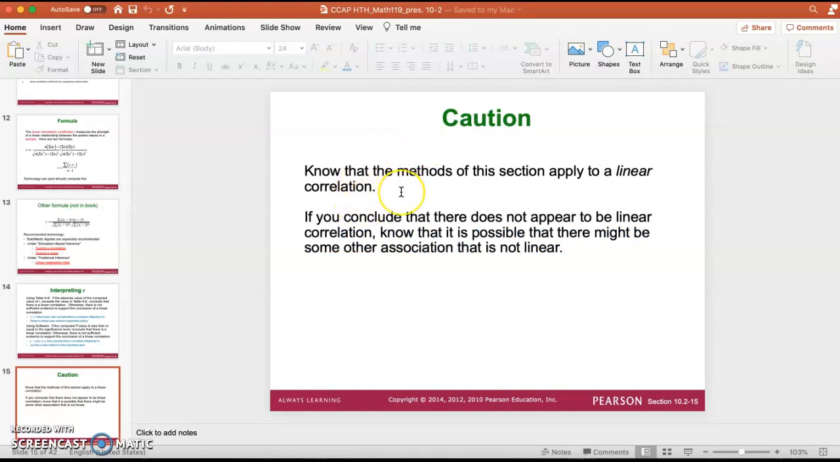As a caution, know that the methods of this section apply to a linear correlation, and it's possible that there will be other types of correlations, say exponential or quadratic, but we'll focus on linear for this chapter.